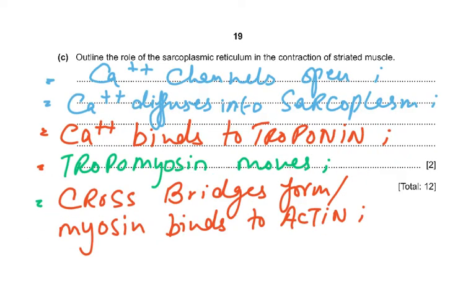Again, that was a very direct, very easy question. Outline the role of the sarcoplasmic reticulum in the contraction of striated muscle. Number 1, calcium channels open. Number 2, calcium ions diffuse into the sarcoplasm. You know, cytoplasm is called sarcoplasm. Sarcolemma is the cell membrane. So calcium binds to troponin, tropomyosin moves, cross bridges form, and myosin binds to actin. So any two out of these, and you got your 2 out of 2.